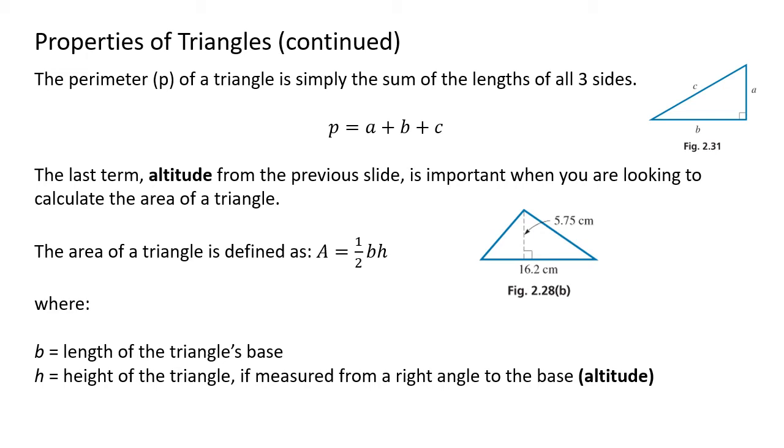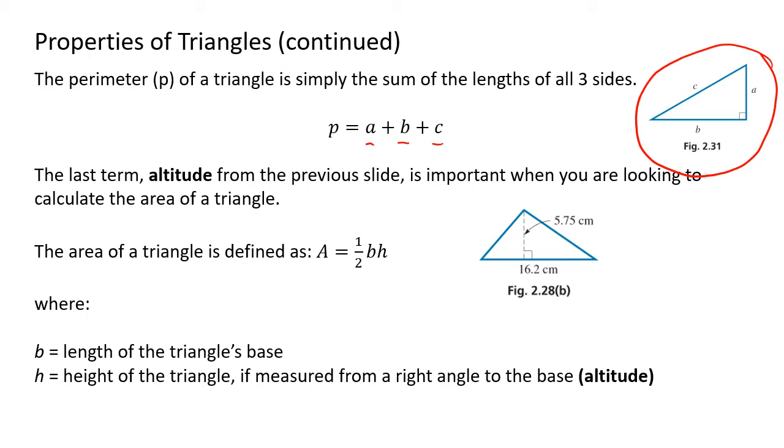So now that we've classified triangles and we've looked at some of the specifics, altitude being the most important one that we're going to talk about in this slide, some other properties of triangles include the perimeter, which is a basic calculation, the sum of all the sides. So if you have a triangle with sides of length A, B, and C, the perimeter is simply the sum of those three side lengths, A plus B plus C.